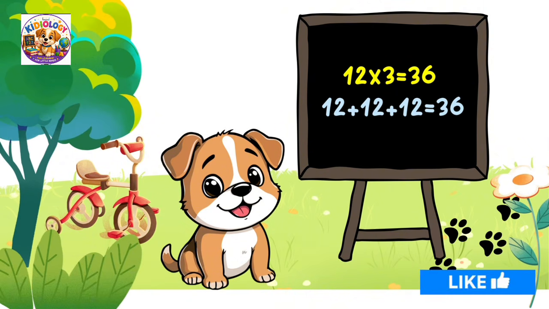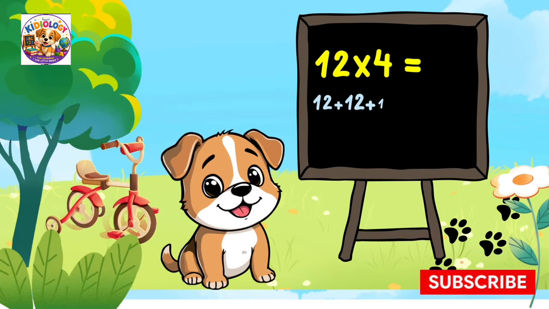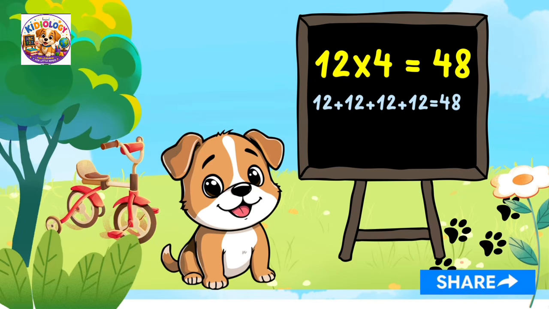If we add 12 more in 36, what will be the answer? We will get 12 plus 12 plus 12 is equal to 36 plus 12 is equal to 48. 12 4 are 48. It is 4 groups of 12. How many groups of 12? 4 groups of 12. Our answer is 48.